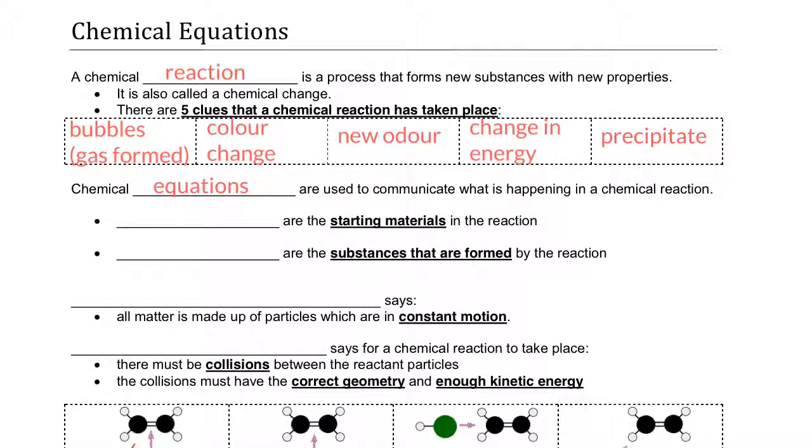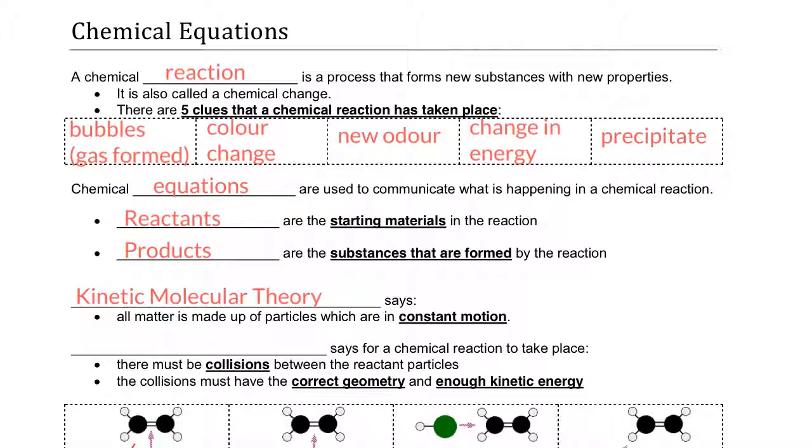Chemical equations are used to communicate what is happening in a chemical reaction. It tells you what's going into the reaction and what's coming out. Reactants are the starting materials, and they appear on the left-hand side of the equation. Products are the substances that are formed by the reaction. They appear on the right-hand side of the equation. We'll get to that more in a little bit, but first, just a note about the kinetic molecular theory.